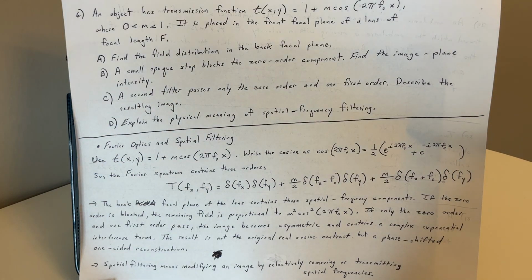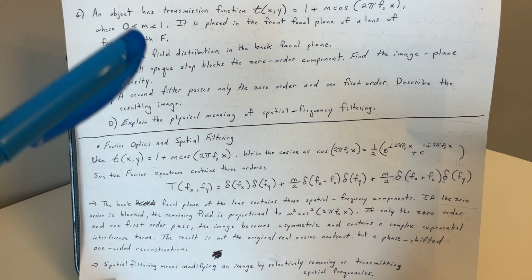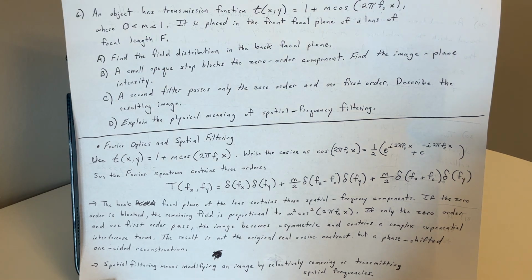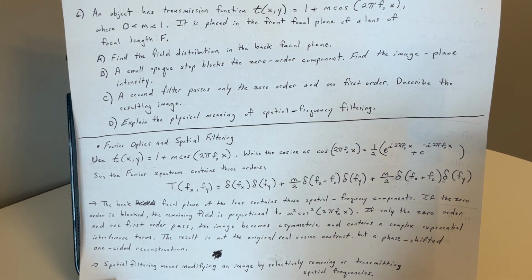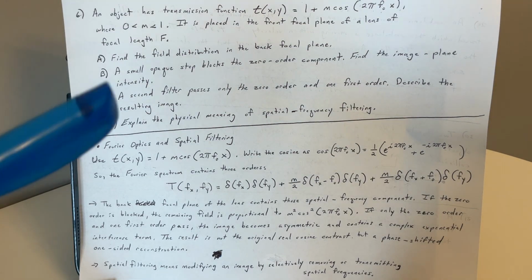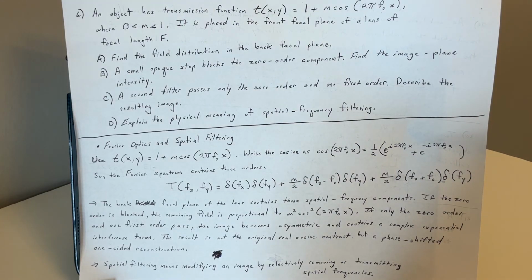Number 6, an object has the transmission function given here. The t of x, y is 1 plus m cosine of 2 pi f naught x, where 0 is less than m is less than 1. It is placed in the front focal plane of a lens of focal length capital F. I'll read these through, A, B, C, D. Find the field distribution in the back focal plane. A small opaque stop blocks the zero order component. Find the image plane intensity. C, a second filter passes only the zero order and one first order.